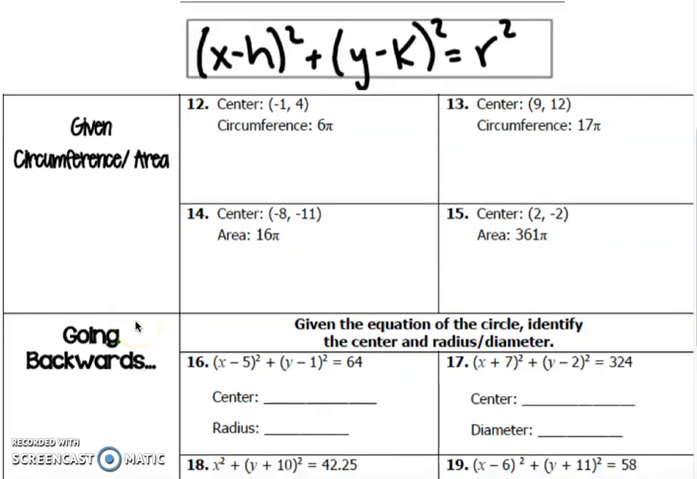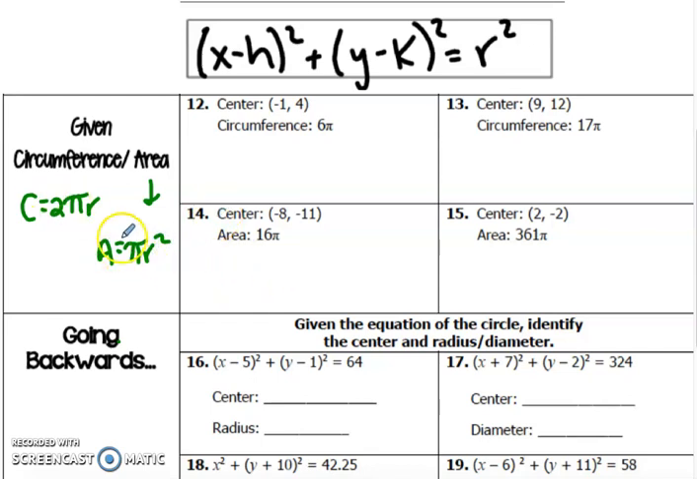All right, so in part 2 of the video, we are going to work a little bit backwards. So let's look at given circumference and area. We have previously talked about circumference and area. If you'll remember, your formula for circumference is C equals 2 pi r, and your formula for area was area equals pi r squared.